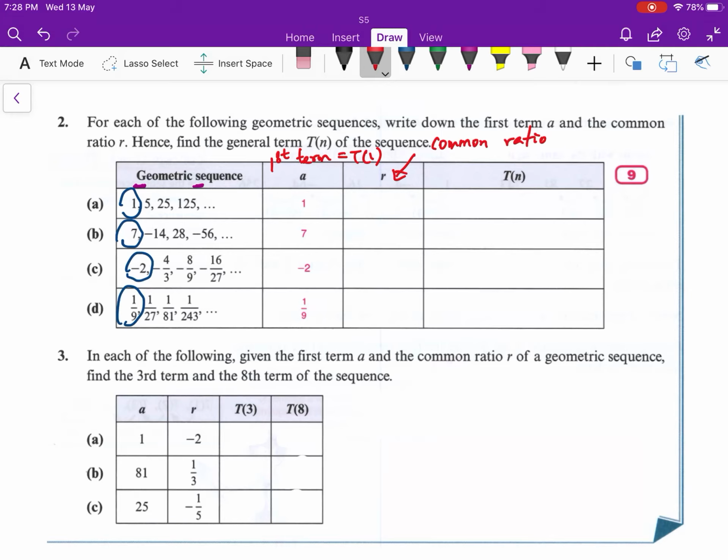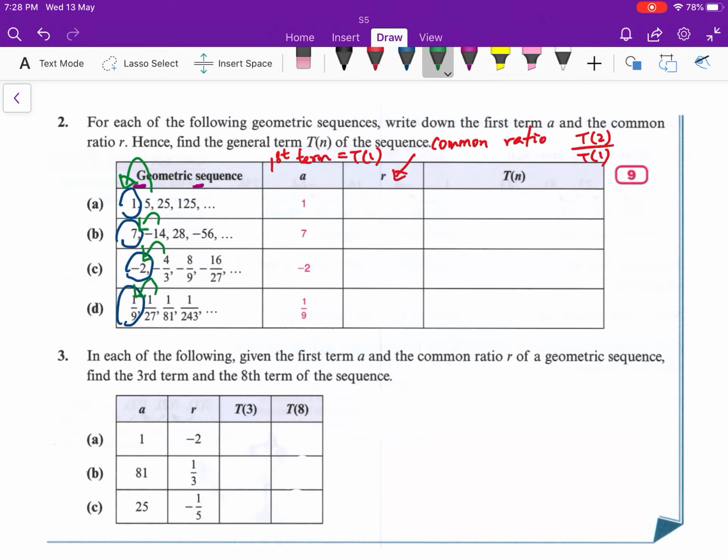How can we find the common ratio? Next one divided by the previous one. So we can just use 5 divided by 1, then it will be 5. Negative 14 divided by 7, the fraction divided by negative 2, 1 over 27 divided by 1 over 9.